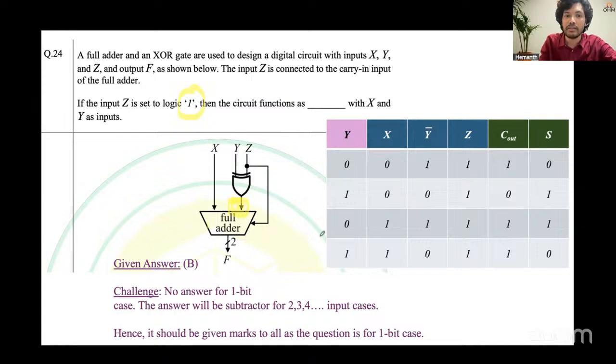That is, 1 bit 2's complement numbers are not possible. And hence, if you look at the given data, this is a 1 bit circuit. So the 2's complement logic does not work in the case of 1 bit logic. Since the data is given as a 1 bit number, the 2's complement logic won't work. And hence, there is no answer.